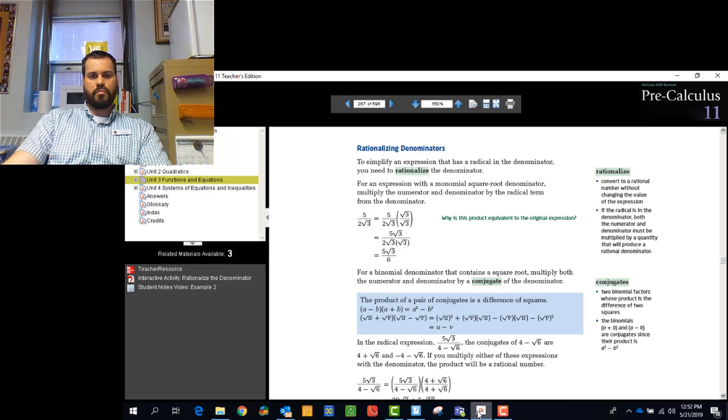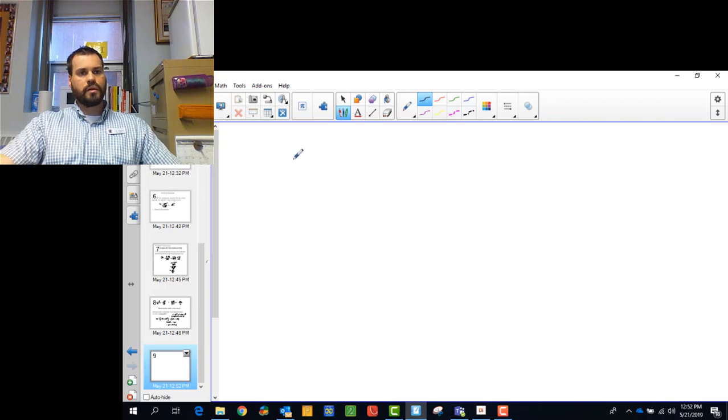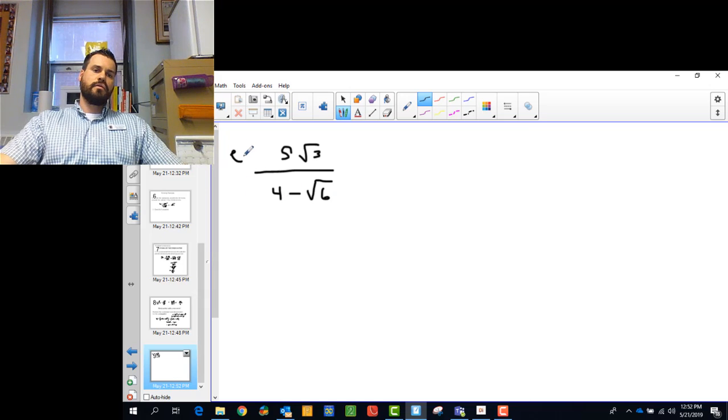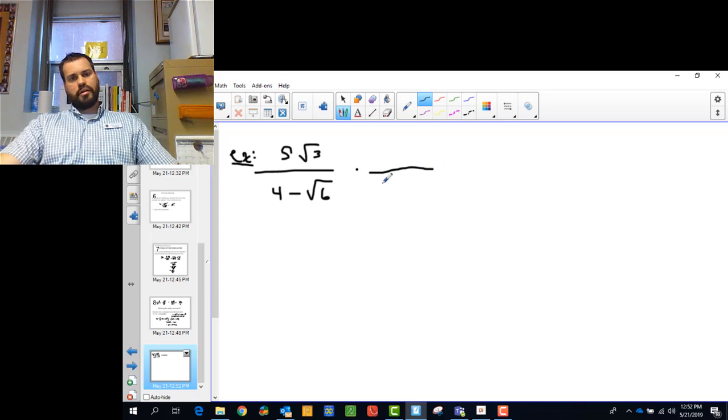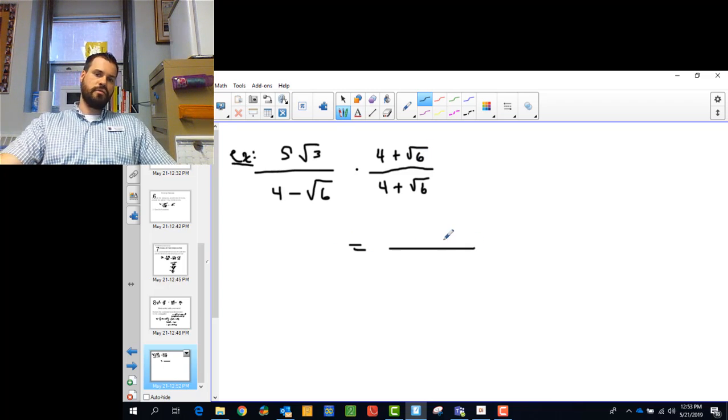So 5 root 3 divided by 4 minus root 6. You have 5 root 3, and then you're dividing by 4 minus root 6, okay? So if we want to rationalize this, we need to multiply by the conjugate of the denominator, which is going to be 4 plus root 6, and 4 plus root 6. And again, the effect of that is that on the bottom, you're just squaring the terms. So 4 squared is 16, and root 6 squared is 6. So we're going to get this.